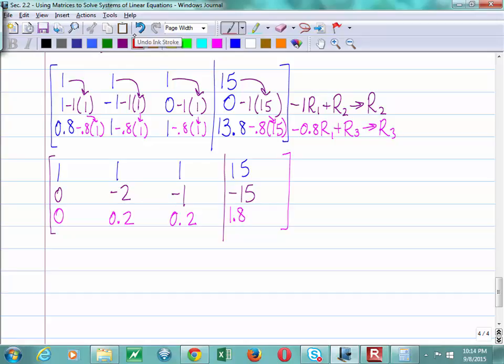So now what I have to do, I start with where I need the 1 to be. So I need to have a 1 instead of negative 2. To do that, I need to multiply by the reciprocal of negative 2, which would be negative 1/2. So I'm going to do negative 1/2 times row 2 gives me the new row 2. Okay, so I'm just multiplying all of row 2 times negative 1/2.